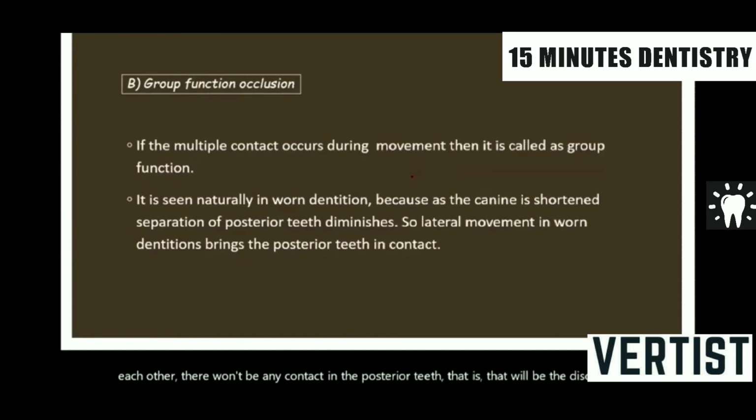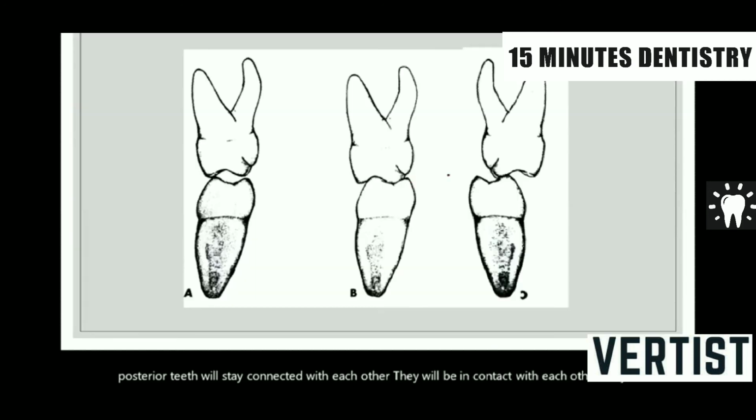Now, group function occlusion is exactly the opposite of that. It is seen in older people when the teeth have become flatter, the cusps have become flatter. In this particular occlusion, what happens? Even when the upper and lower canines interact with each other, all the posterior teeth will stay connected with each other. They will be in contact with each other. Why? Because the cusps have been lost, so now they have almost become flat. That is what we call group function occlusion.